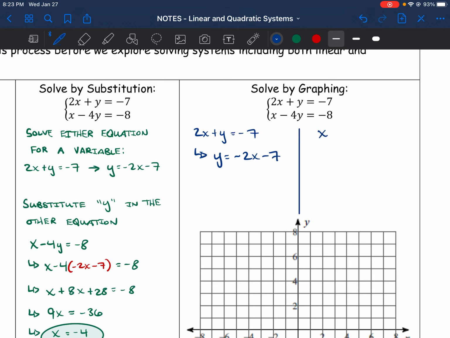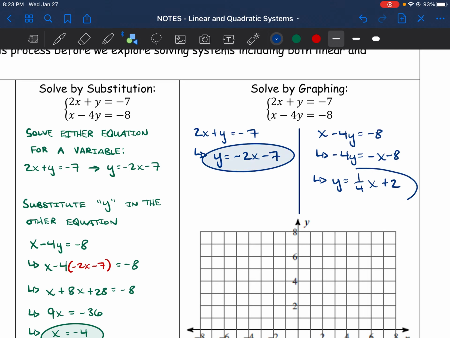The second equation, x minus 4y equals negative 8. Couple extra steps. Let's go ahead and subtract x on both sides. So we get negative 4y equals negative x minus 8. And then let's go ahead and divide everything by negative 4. And that's going to end up giving us y equals 1/4 x plus 2. So these are the two equations that we're going to use because they're the slope-intercept form equations and they're very, very easy to graph.